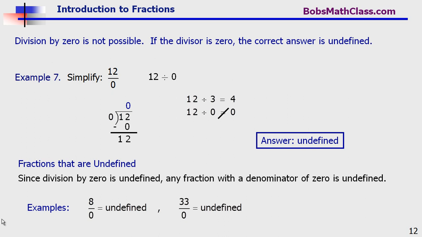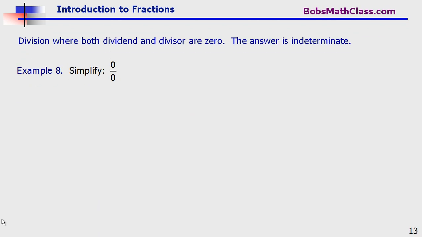Okay, so anytime you see an example or a problem where you have 8 over 0, or 33 over 0, or any number over 0, the answer is undefined. Now, what if they're both 0? Then we say that the answer is indeterminate. Indeterminate.